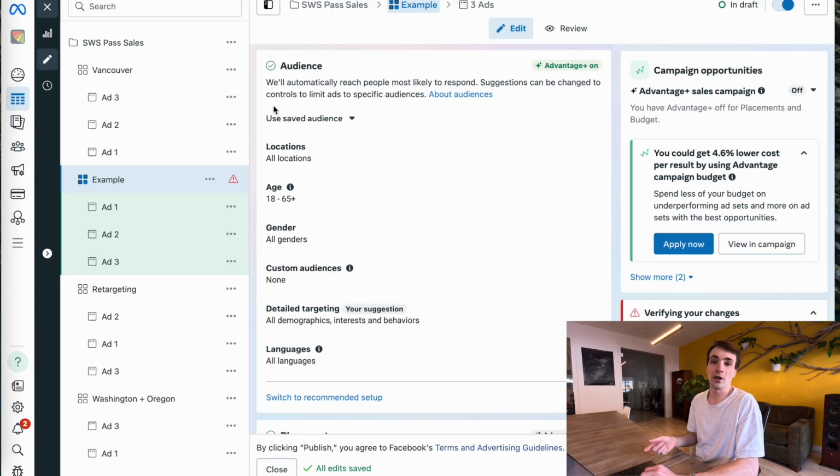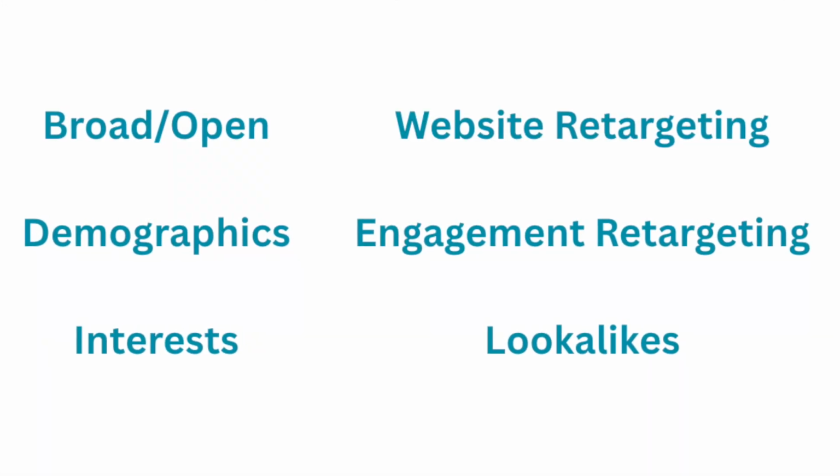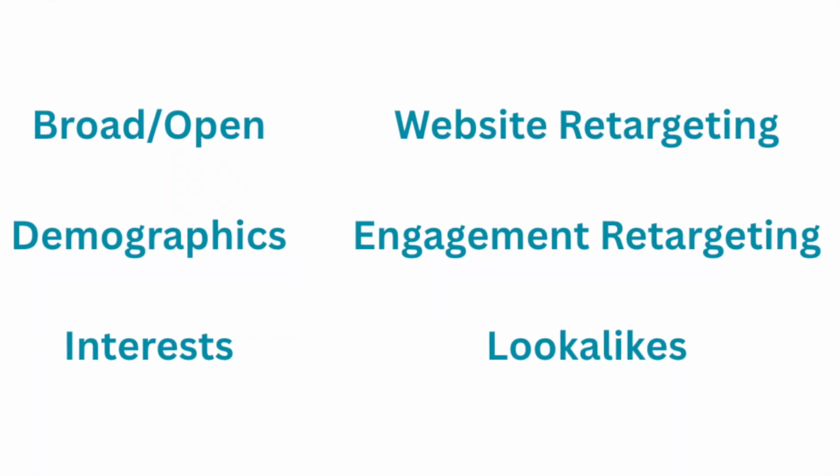So on Facebook, an audience is a group of people that you can show ads to. And this allows you to segment your targeting by showing different ads to different groups of people. As a note, today I'm going to talk about 6 different audiences, and all of these are going to be used within the ad set level.